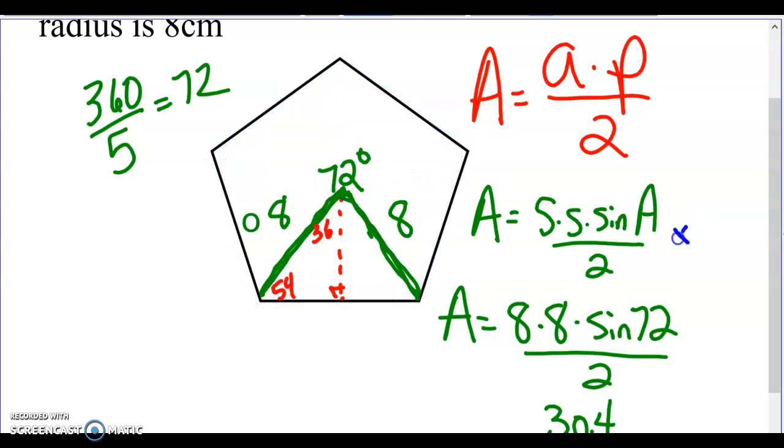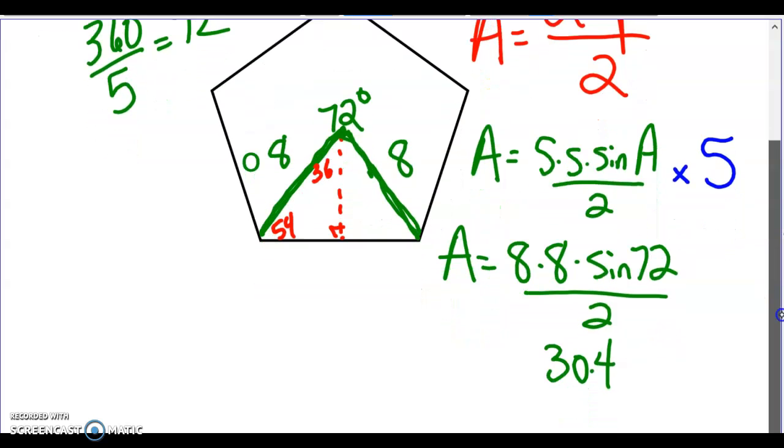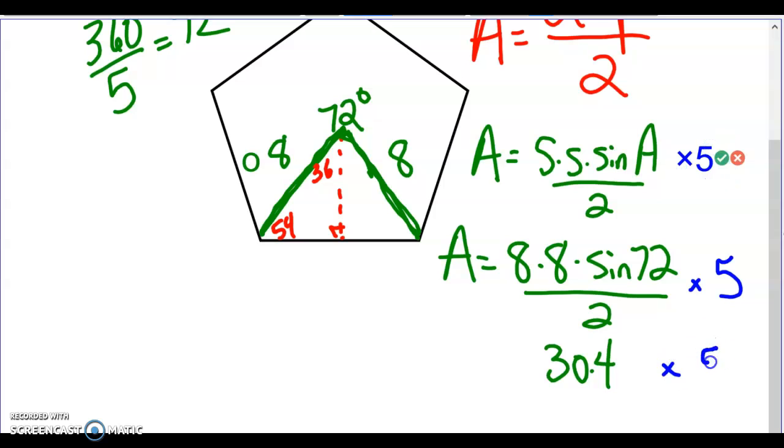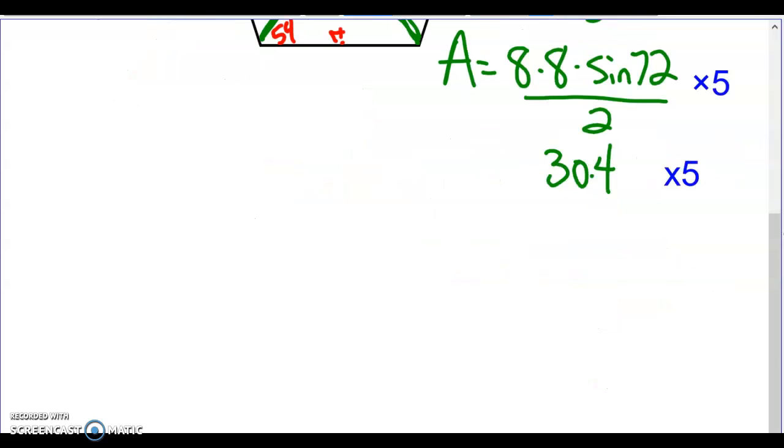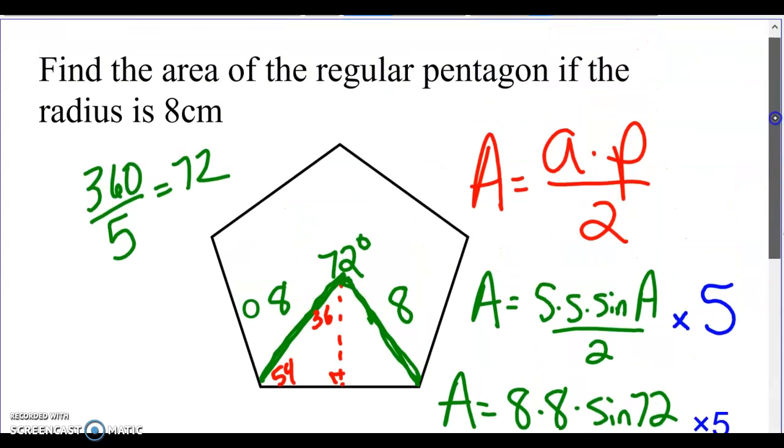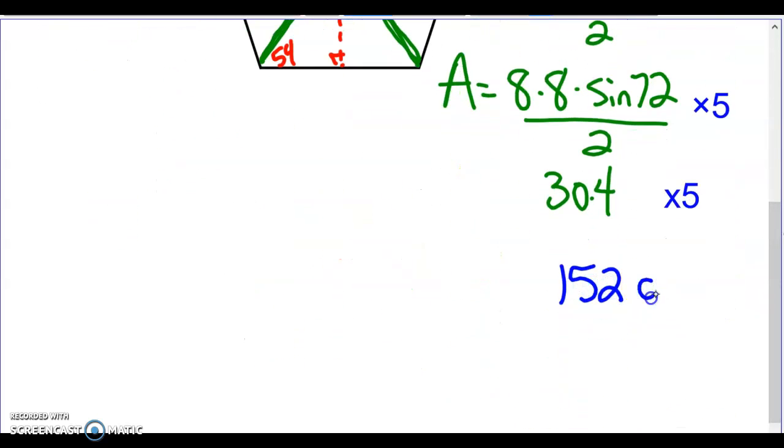So we would need to go times 5. So times our 30.4 times 5. There are going to be 5 of those triangles. Okay, so 30.4 times 5. Our final answer would be 152, and then whatever the units were, centimeters squared.